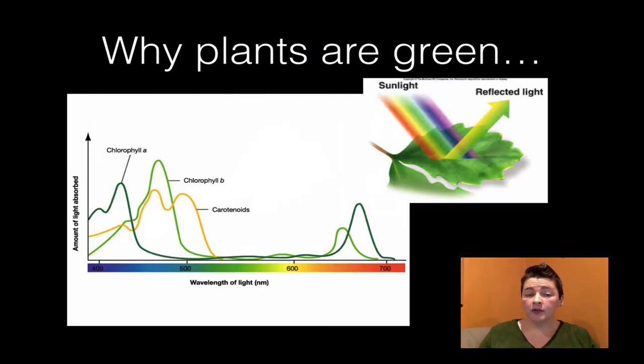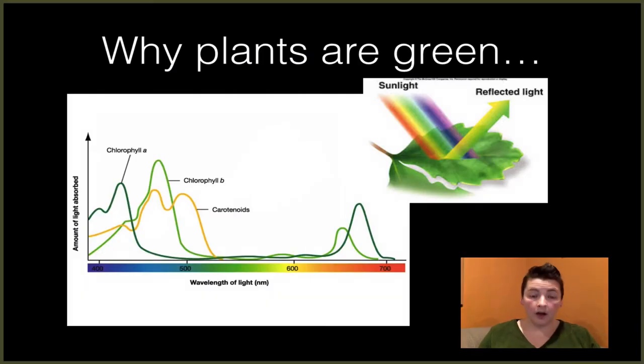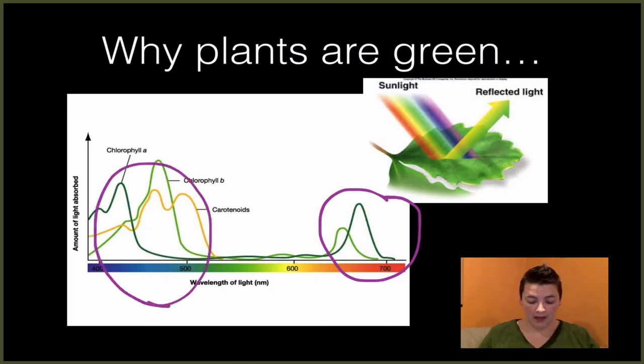So why are plants green? If you take a look at the graph here, along the x-axis is the wavelength of light. On the y-axis is how much light is absorbed. The higher the peak, the more light that's absorbed. If you notice, the highest absorption is here in the reds, and then also down here in the blues.